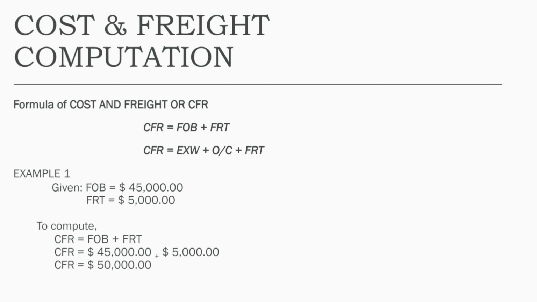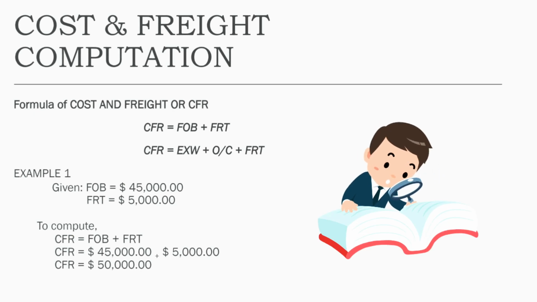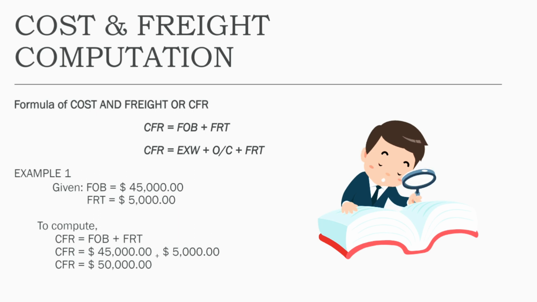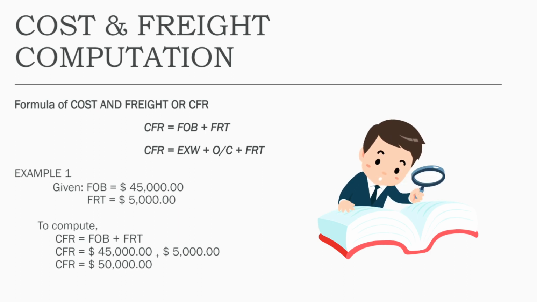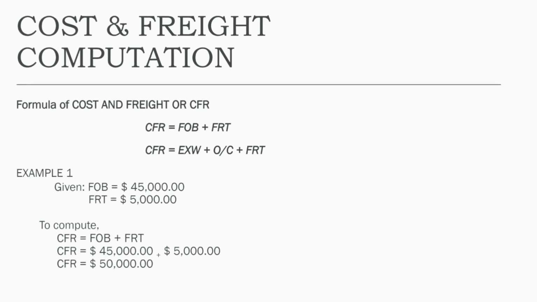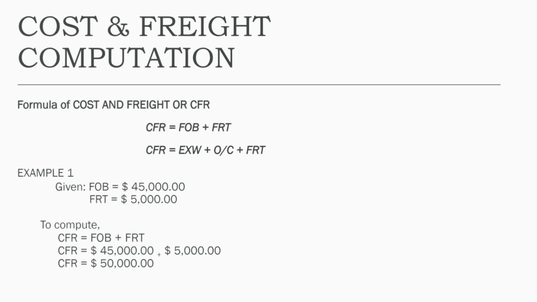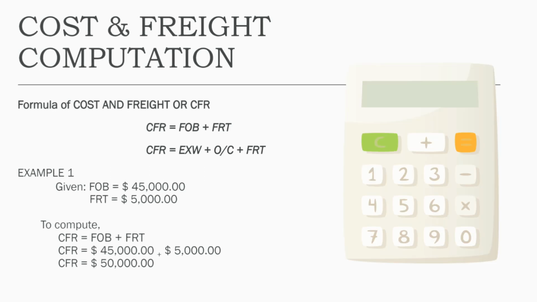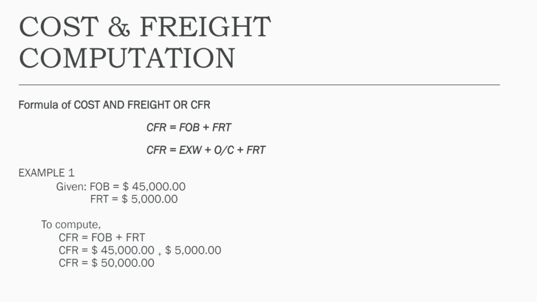Example number 1. The given is FOB, which is $45,000, and the freight, which is $5,000. So we need to look for the CFR. To compute for the CFR, we first need to write the formula. CFR is equal to FOB plus freight. And then after that, you just need to substitute the values. So CFR is equal to FOB, the given FOB is $45,000, plus freight, which is $5,000. So you just need to calculate it using your calculator to get the CFR value of $50,000 US dollars.